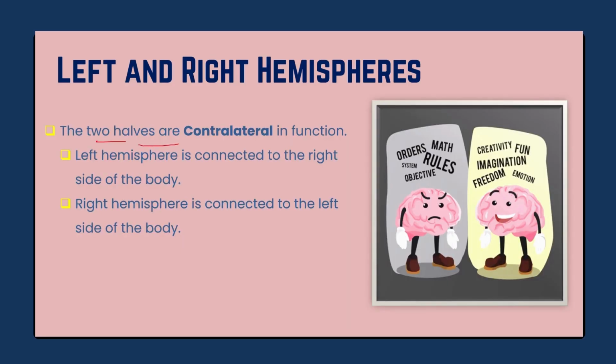The two halves are contralateral in function. This means the left hemisphere is connected to the right side of the body and right hemisphere is connected to the left side of the body. Okay, so now do you understand why optic chiasm is important? The nerves coming from two eyes are crisscrossing. Why? Because the nerve coming from the left eye has to go to the right brain, and the nerves coming in from the right eye has to go to the left brain. So this crisscrossing happens at the optic chiasm. So that's why this is important. So the two halves are contralateral in function.